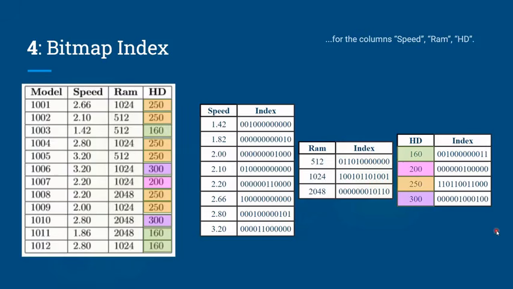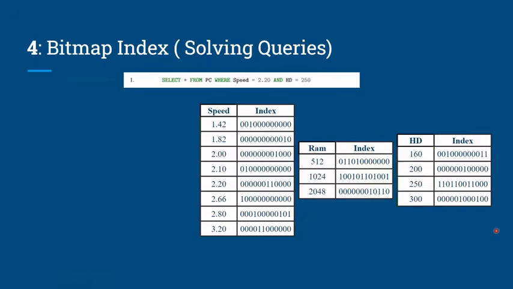All good? We go forward. So that actually would be our bitmap index, composed into these three index tables. Then let's try to execute our 4 queries one by one. So first one is the exact value query, speed equal to 2.2 and HD equal to 250.